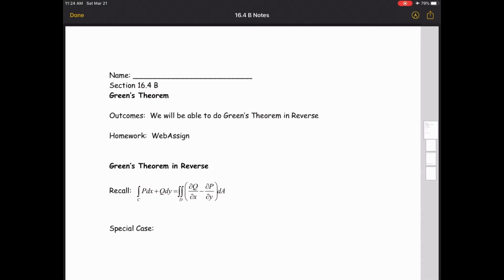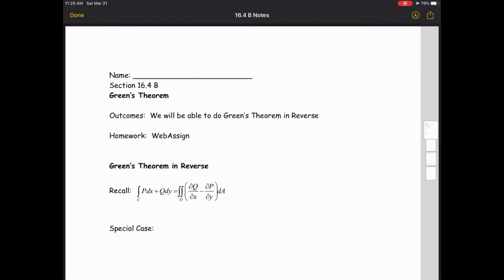All right, this is 16.4b. We're going to continue Green's theorem. We're going to be talking about Green's theorem in reverse. Now I want to make sure you understand that that does not mean that we're going to be able to traverse our line integral clockwise. It doesn't mean that. We actually still have to make sure it goes counterclockwise in order to use Green's theorem.